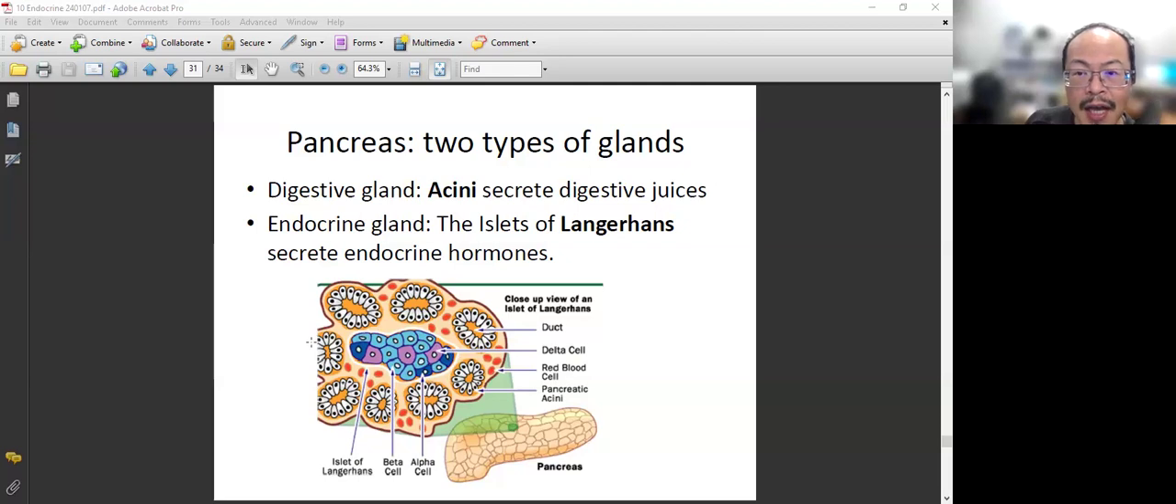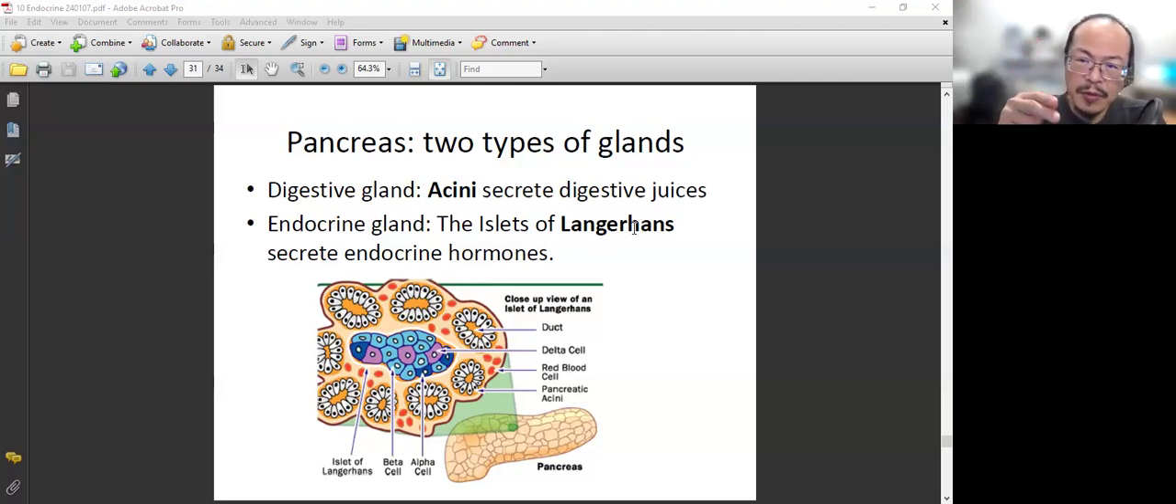It's like an island, and this island has a name. It's called the islets of Langerhans. This islet is the one that produces hormones and is part of the endocrine system. So what are these hormones? There are two types of hormones produced from the islets of Langerhans.